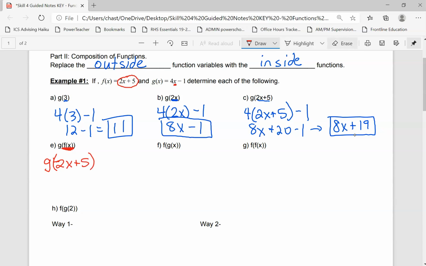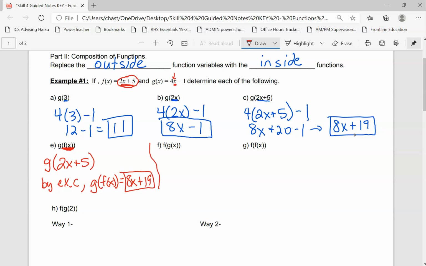If you identify what f of x is, this function 2x plus 5, all we're doing is plugging in 2x plus 5 into the variable for g of x. And we just did what that is. So by example C, g of f of x equals 8x plus 19.